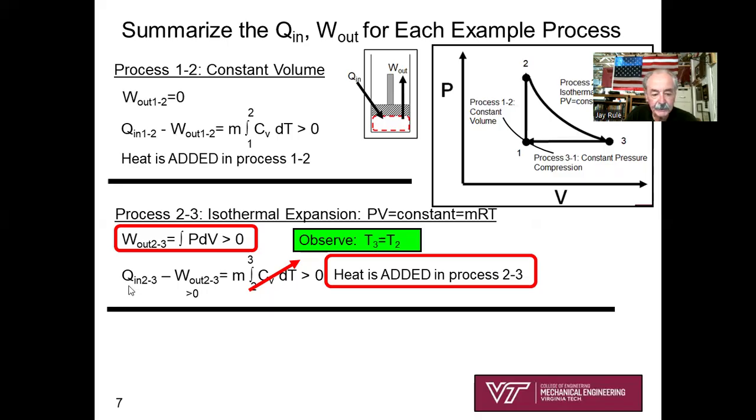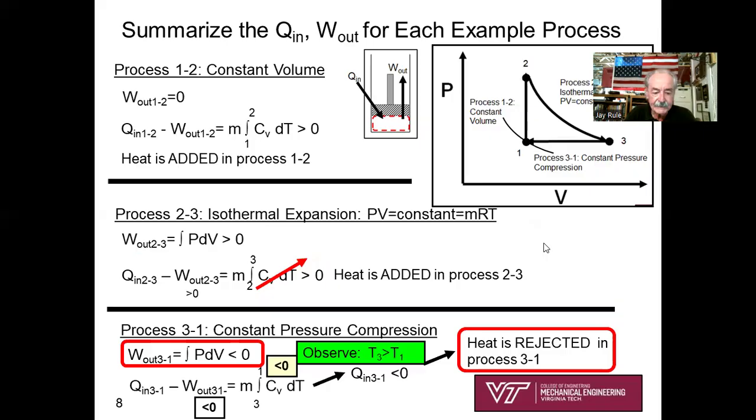So is Qin going to be a positive number or a negative number? Okay. If I switch this to the right-hand side, Qin is a positive number, right? So heat is added in process 2 to 3. It's a good review thing to pick up as you get into chapter 5.